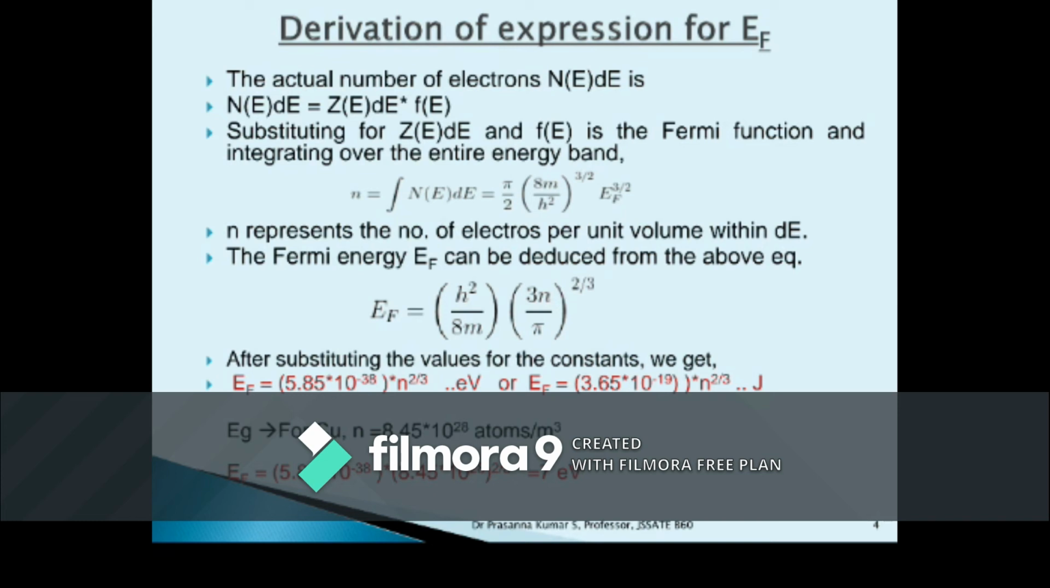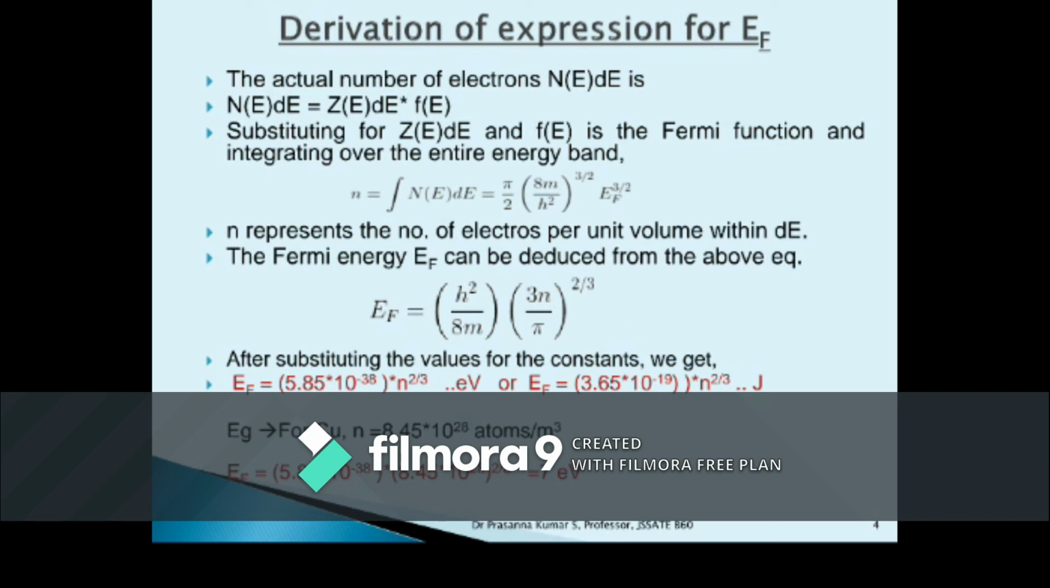Therefore, the total number of electrons in the energy range E and E plus dE is given by N of E, that is equal to the product of the density of states with f of E. Now you know the expression for Z of E, that is the density of states. f of E represents the Fermi function. If you multiply these two together and calculate the number of electrons per unit volume, you need to integrate over all the energy levels from the bottom to the topmost energy levels.